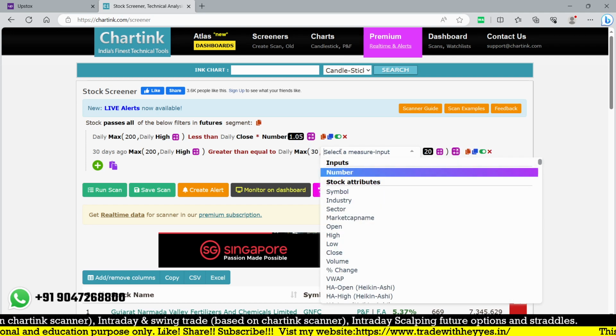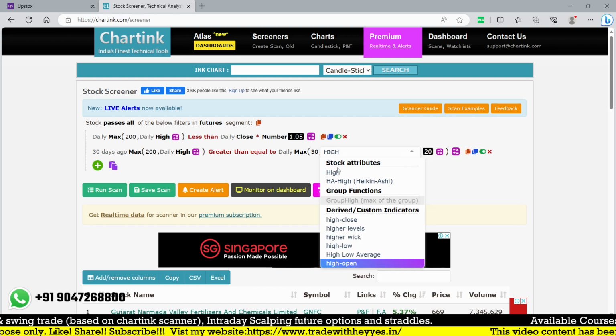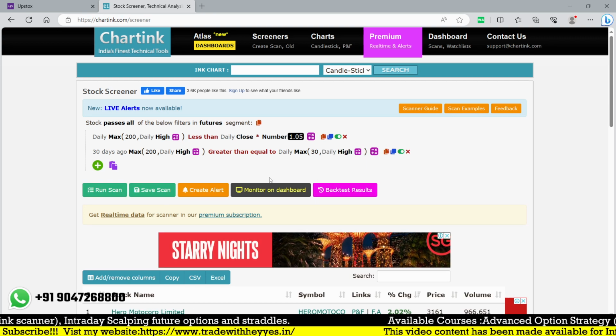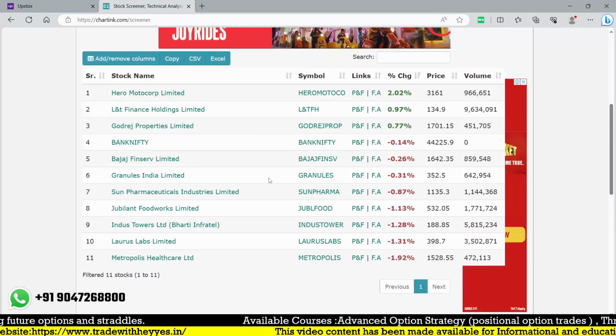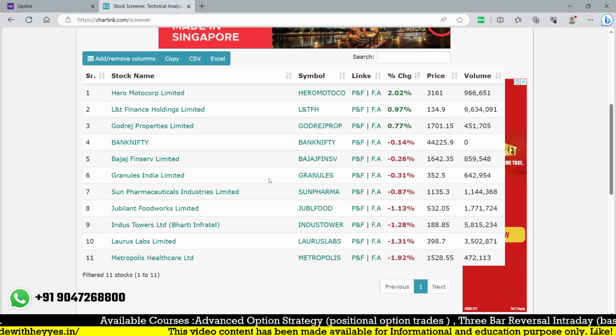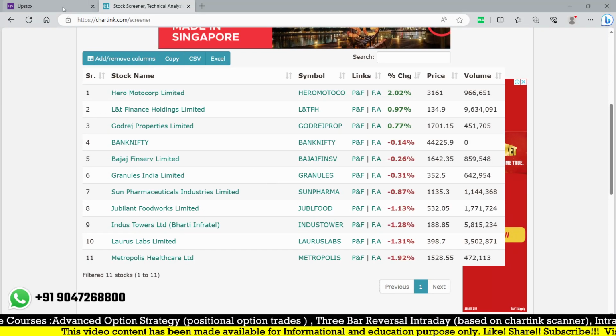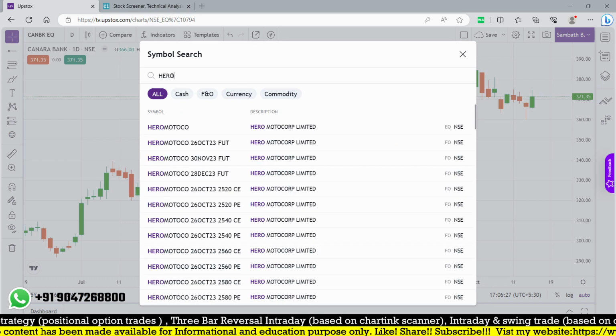So this condition will filter out very few numbers. Look at this. These are all the stocks: Hero Motor Corp, L&T Finance Holding. So let me go for Hero Motor Corp. How does it look?